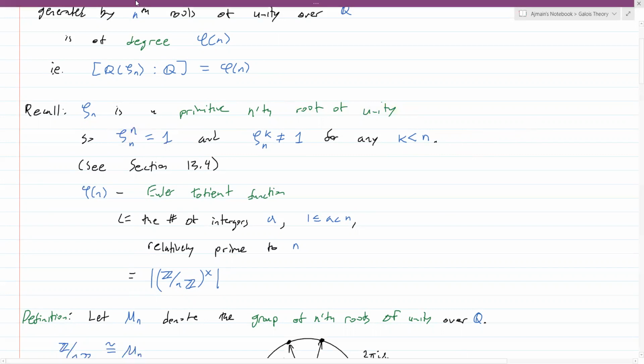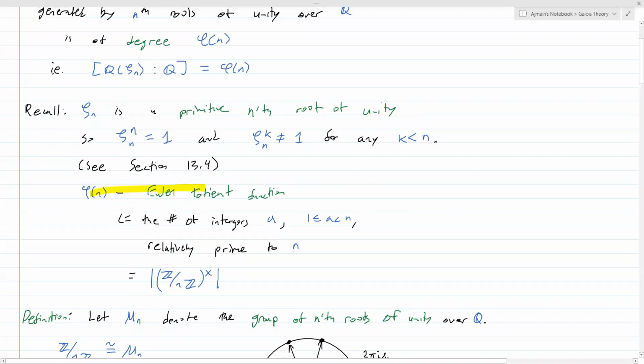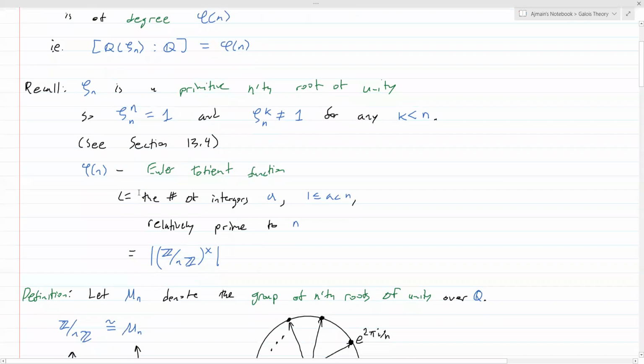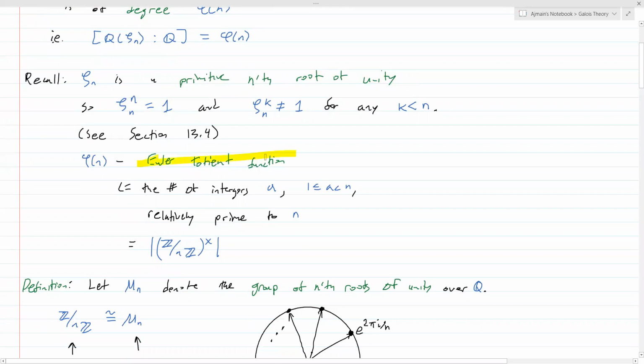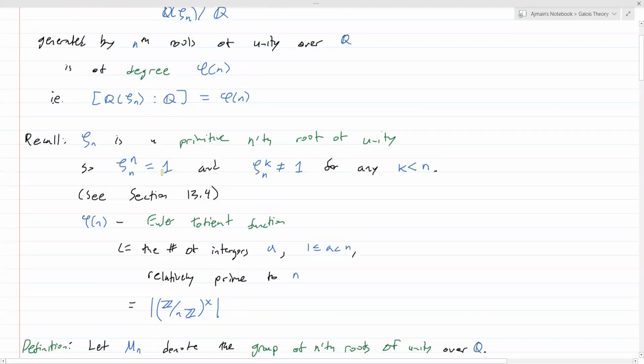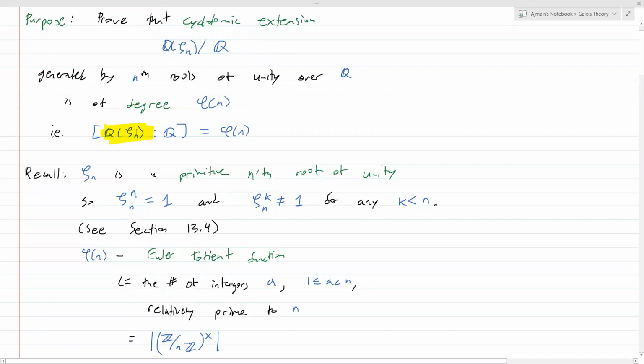Okay, and then the next thing is the Euler totient function phi of n. This is the number of integers a, greater than or equal to 1 and less than n, that are relatively prime to n. So this is the order of the multiplicative group of the integers mod n. So that's primitive nth roots of unity and the Euler totient function. And we're trying to prove that the field you get by adjoining a primitive nth root of unity has degree phi of n over Q.